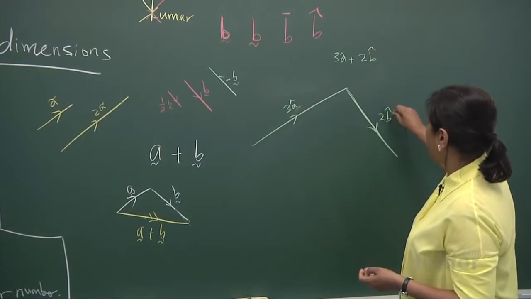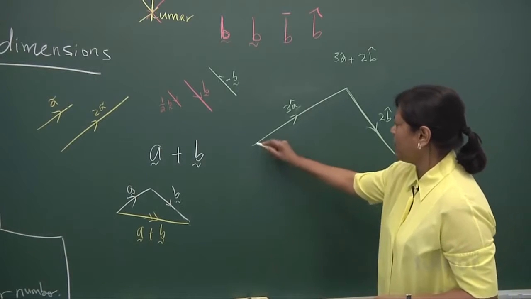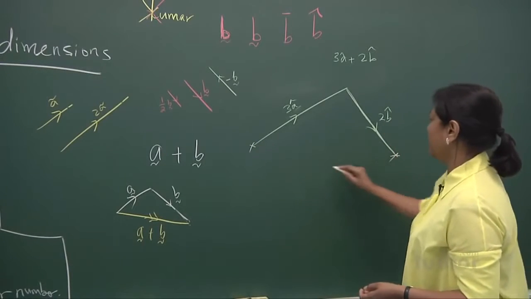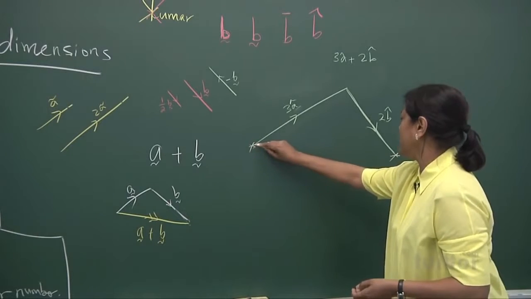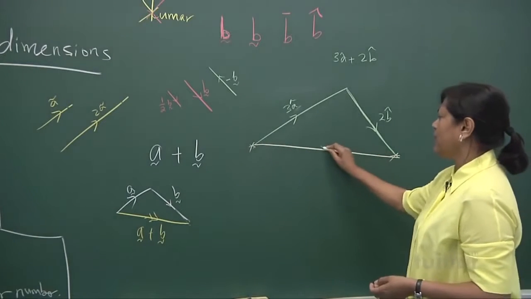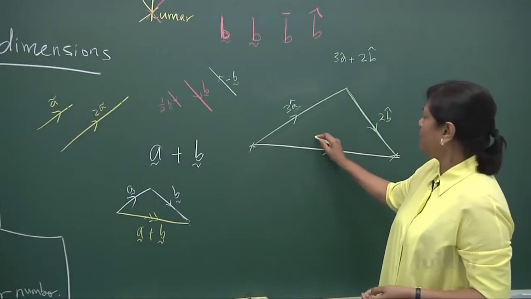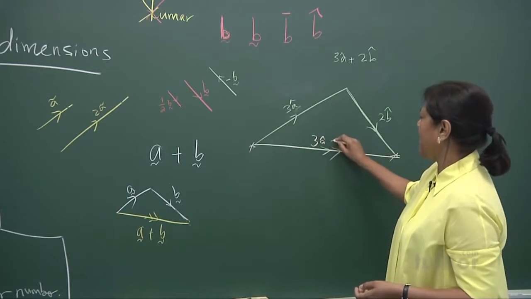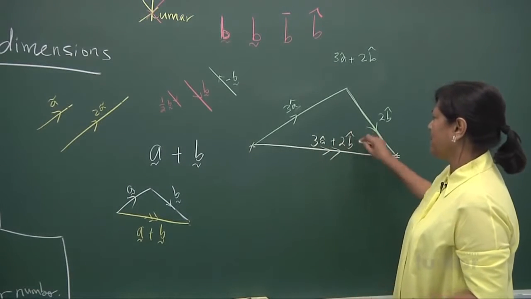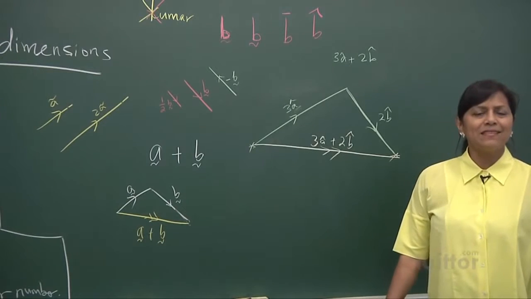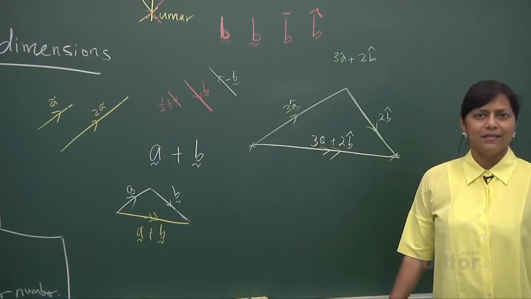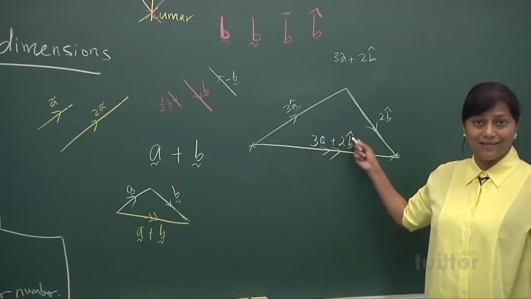3A, 2B, and the starting point was here, the ending point is there, and I join this, and what I've got is this vector, which is 3A plus 2B. That's called the resultant vector, the sum of these two vectors.